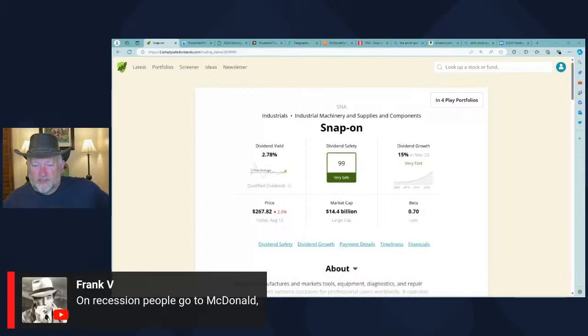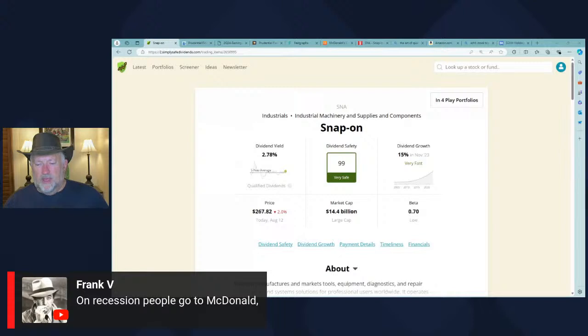Yeah, so Frank says on a recession, people go to McDonald's. Yeah, that's right. But one of the unique things that McDonald's is struggling with right now is that they can't get the cost of their value meals down so that the lower income people can come there and buy the value meals. So that's one of the struggles that they have, and that's one of the struggles then that passes on to Lamb Weston. Not to mention the fact that Lamb Weston has a capacity issue now.